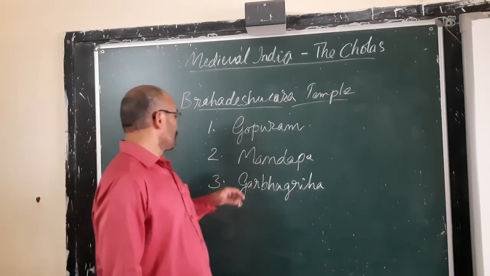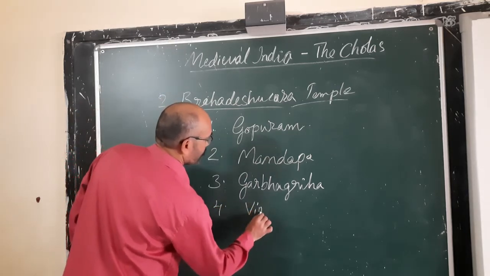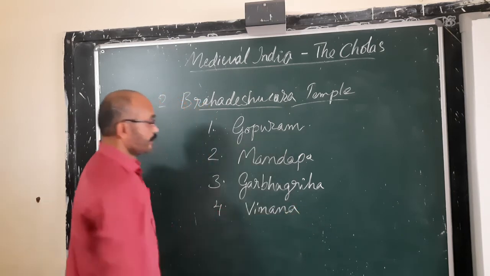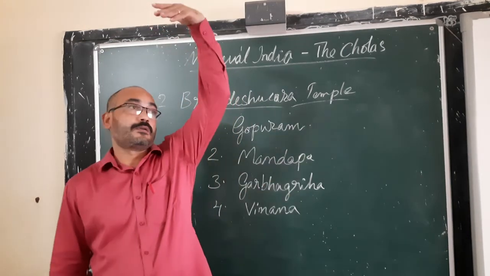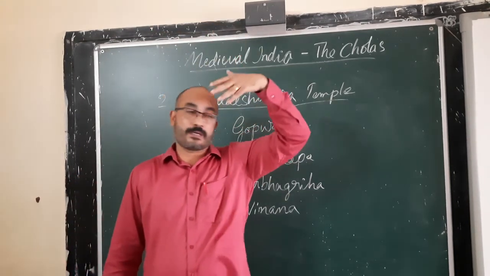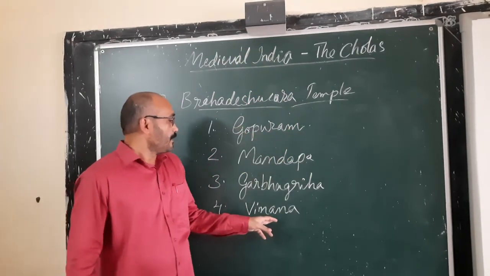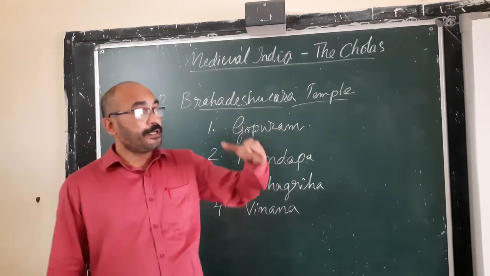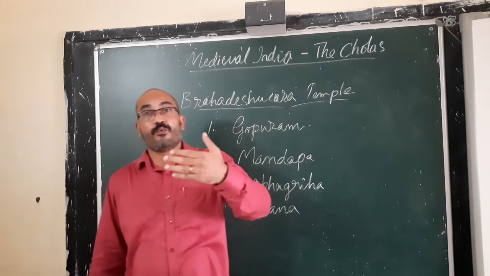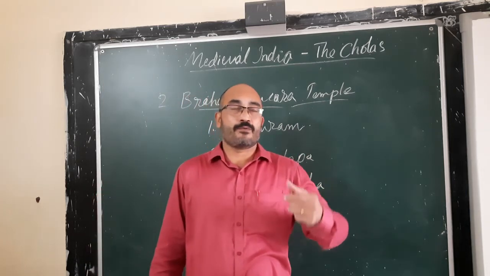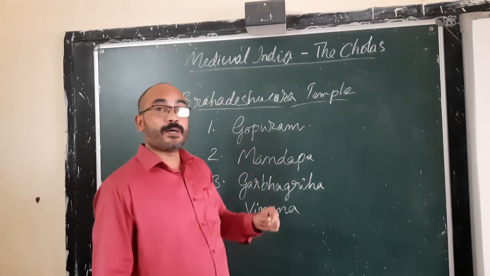And one more feature is there, that is called the vimana. Vimana, the fourth feature. A vimana is a tall structure or tall tower built above the temple. The southern temples have very high vimanas, with a large number of sculpture and architectural works, architectural designs. This type of construction is called a vimana.